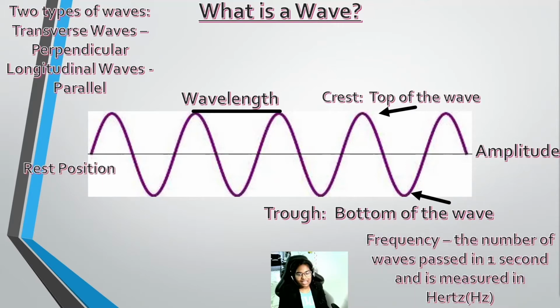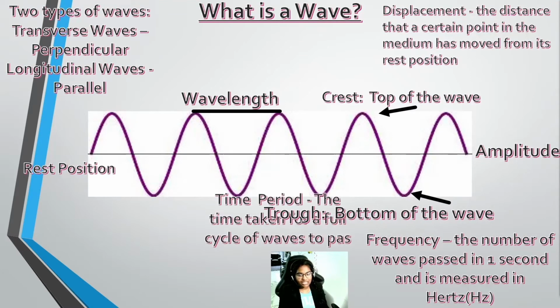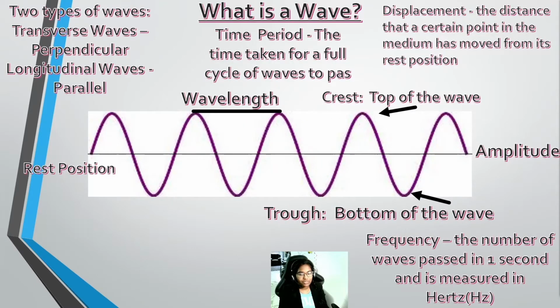The frequency is the number of waves passed in 1 second and is measured in hertz, which is Hz. Displacement is the distance that a certain point in the medium has moved from its rest position, and time period is the time taken for a full cycle of waves to pass.